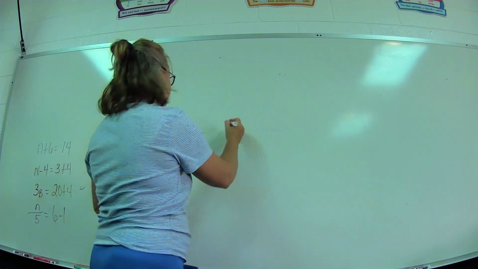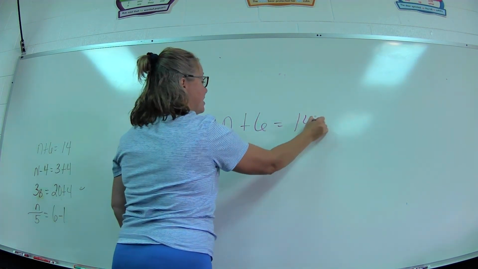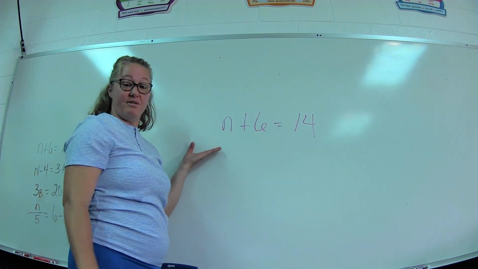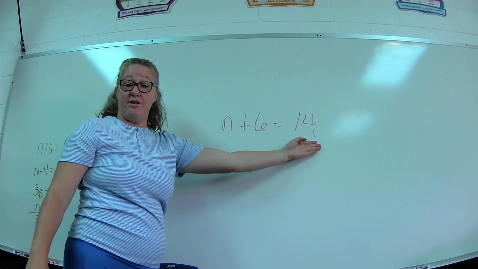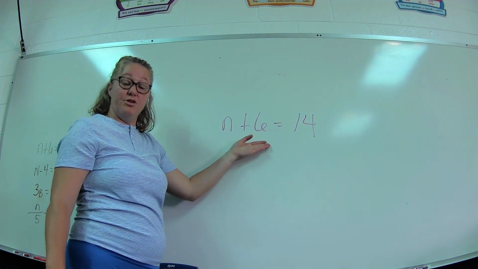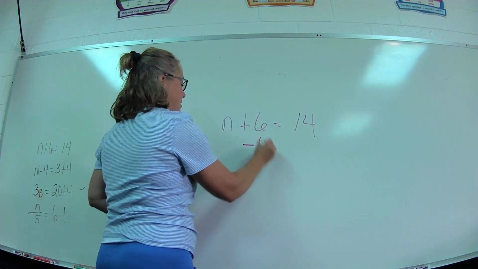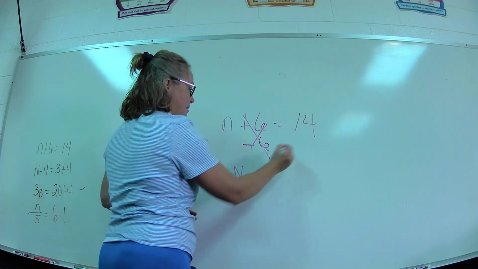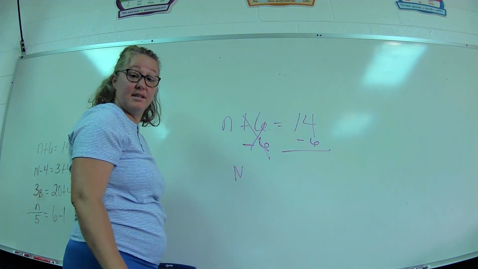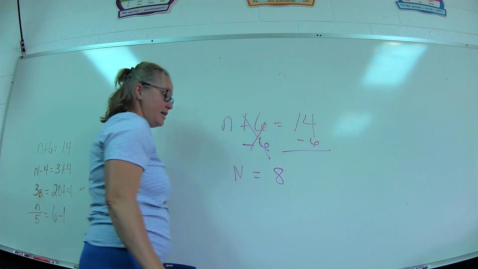Remember the rules. So right here we have n plus 6 equals 14. All right, this side's already solved. We don't have the value of n, but we already know what the other side of the equation equals. This is an addition, so what do we do if it's an addition? We subtract. Very good. So gives me an n, subtract 6. What is 14 minus 6? 8. Very good. All right, so n equals 8.